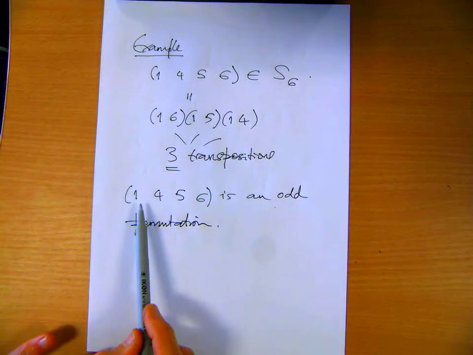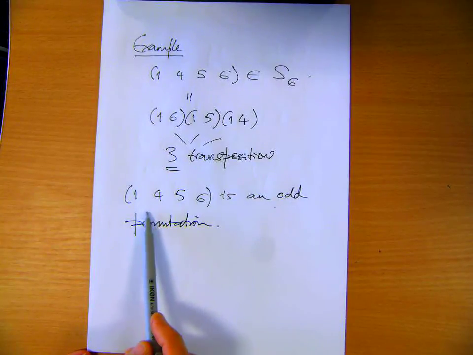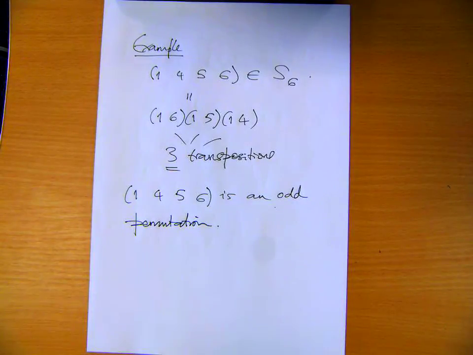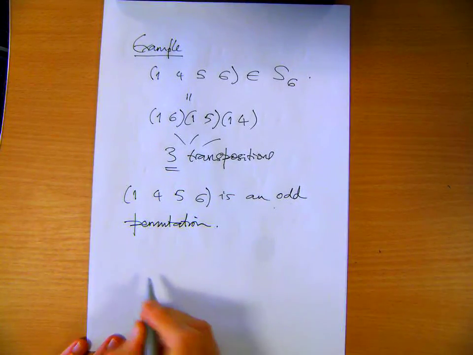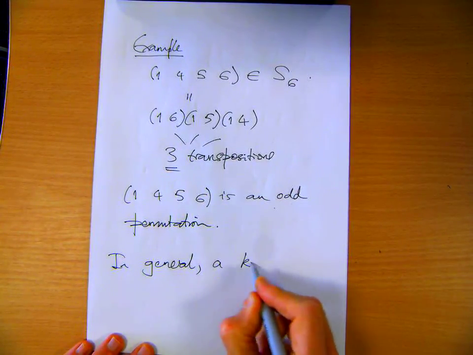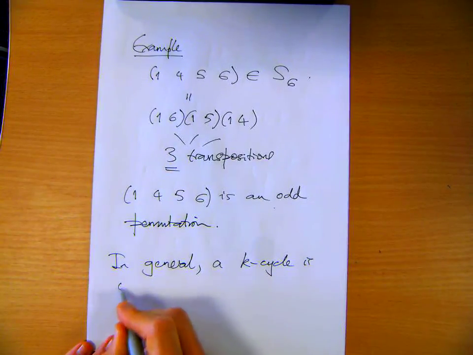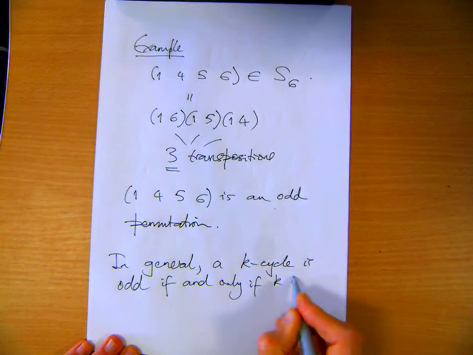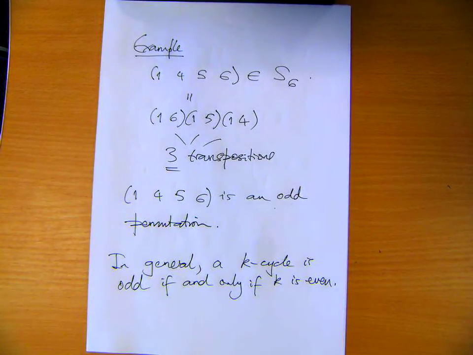It's just slightly unfortunate that this is a 4 cycle. 4 cycles are odd. Okay, so if you've got a k cycle, then that will be even if and only if k is odd. It's just slightly annoying, but that's the way it is. Okay? So in general, a k cycle is odd if and only if k is even. So don't forget that. So 4 cycles are odd and 3 cycles are even, for instance.